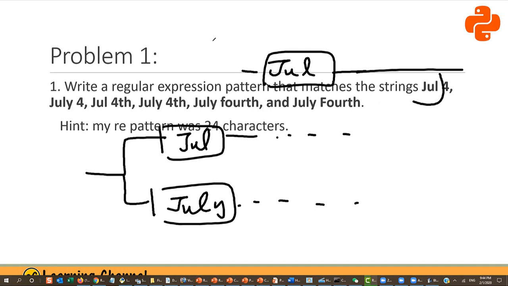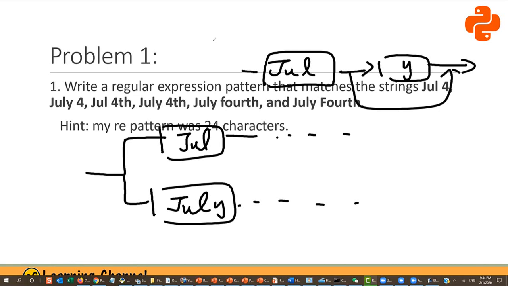And go back, you have a Y and come back here. 0 or 1, I'm sorry, this is not 0 or 1. 0 or 1 actually means you can go to here for the Y or you bypass it. Okay, I just give you some hint. You should do this design first before actually doing the regular expression.